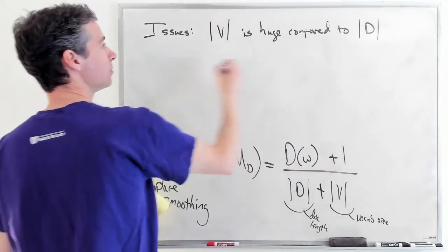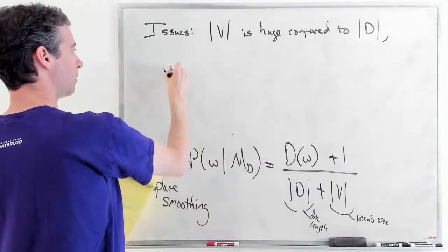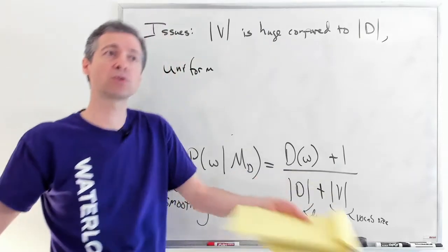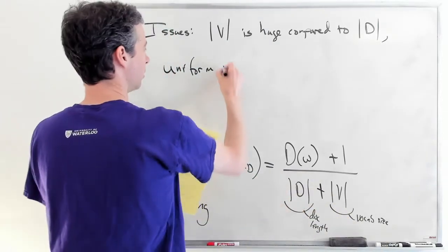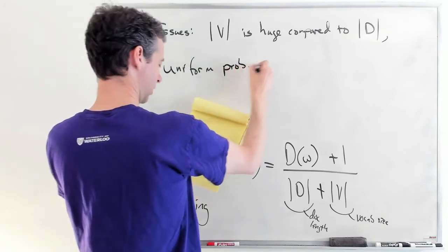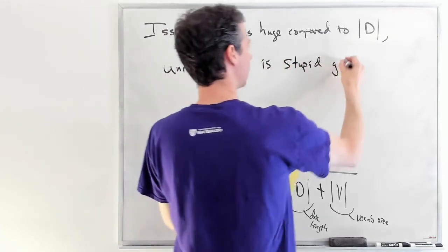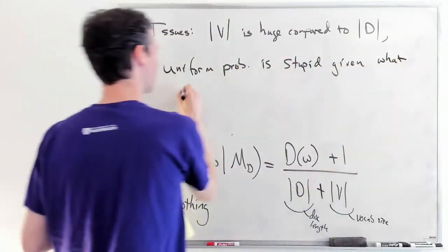Other issue, though, is you may have picked this up already, is that when I said, let's just assume every word is equally likely, that seems stupid. The uniform probability, I'll just say, I'll use that word here, is stupid given what we know about language.